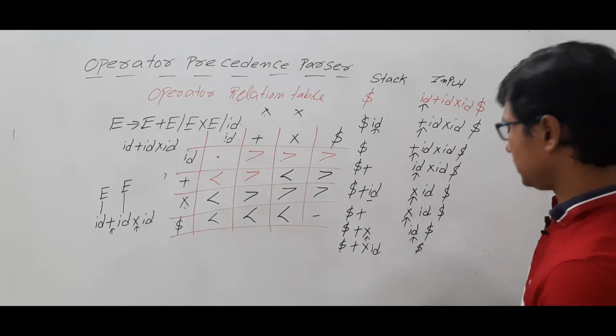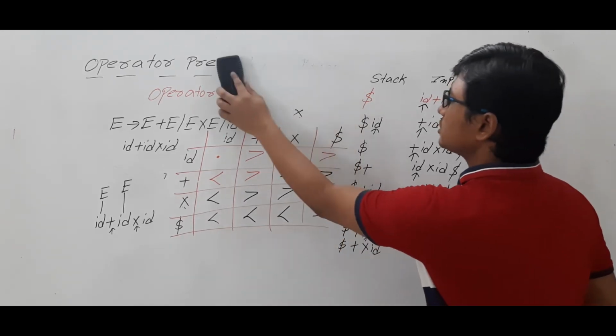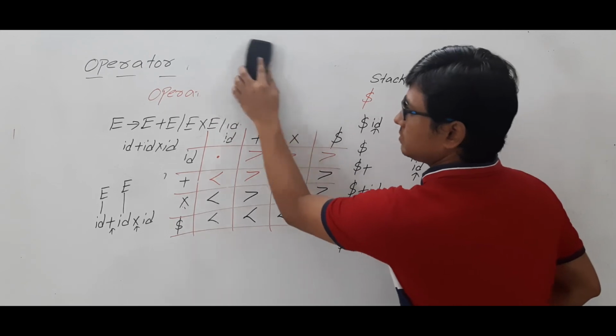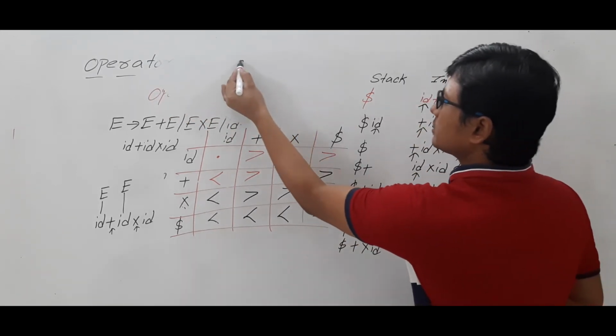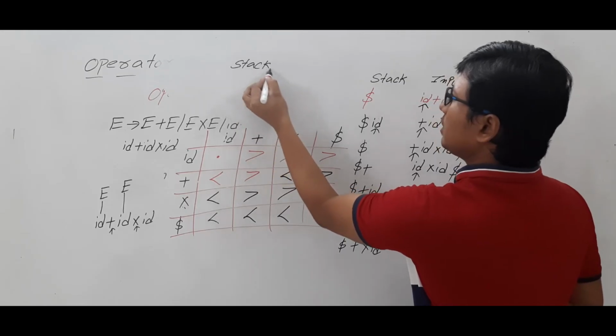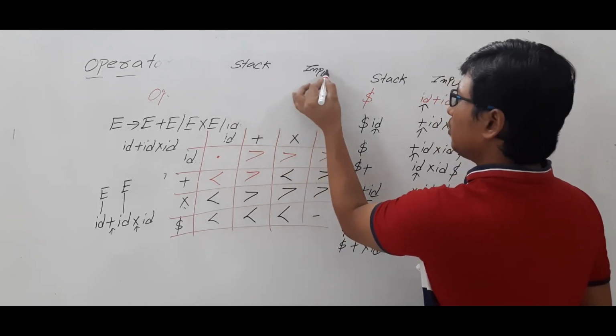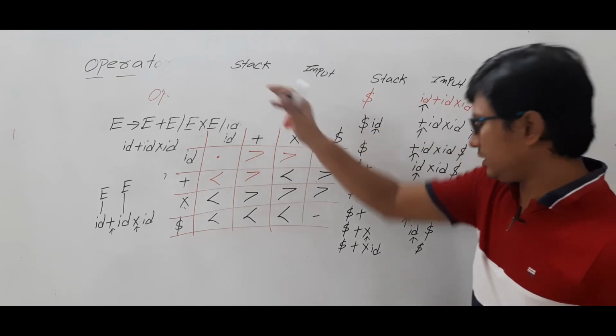Now look at this one. Let me erase this so that I can use this space. Okay, let me write here stack and the input. Whatever the next step I want to do, I will write here.